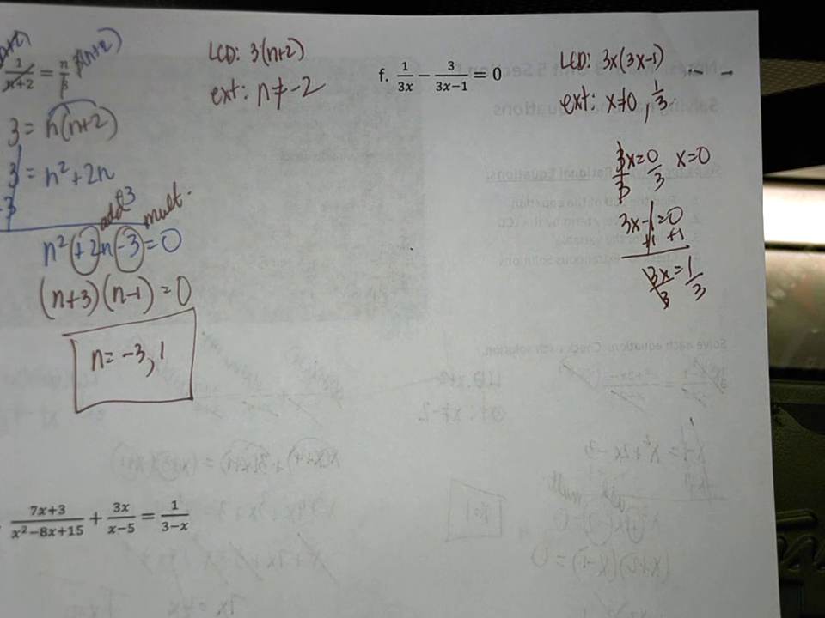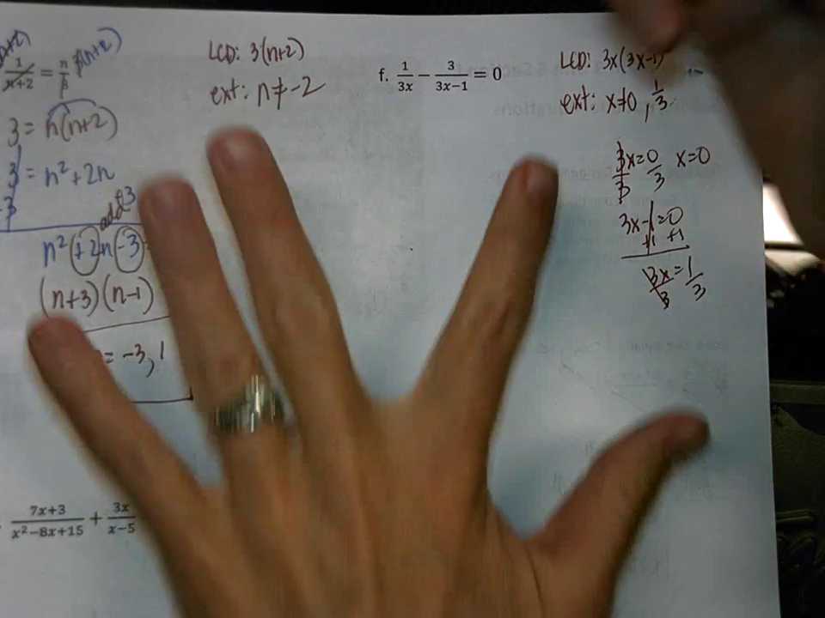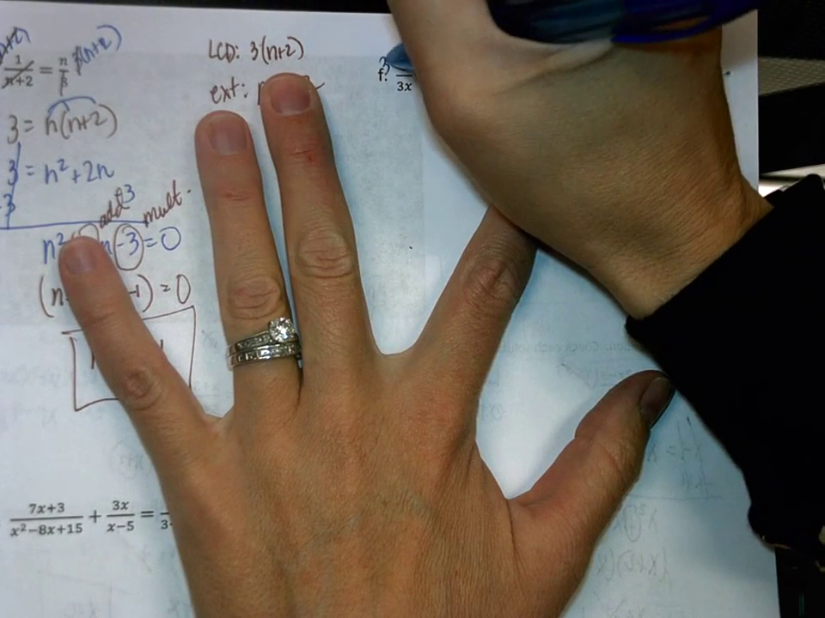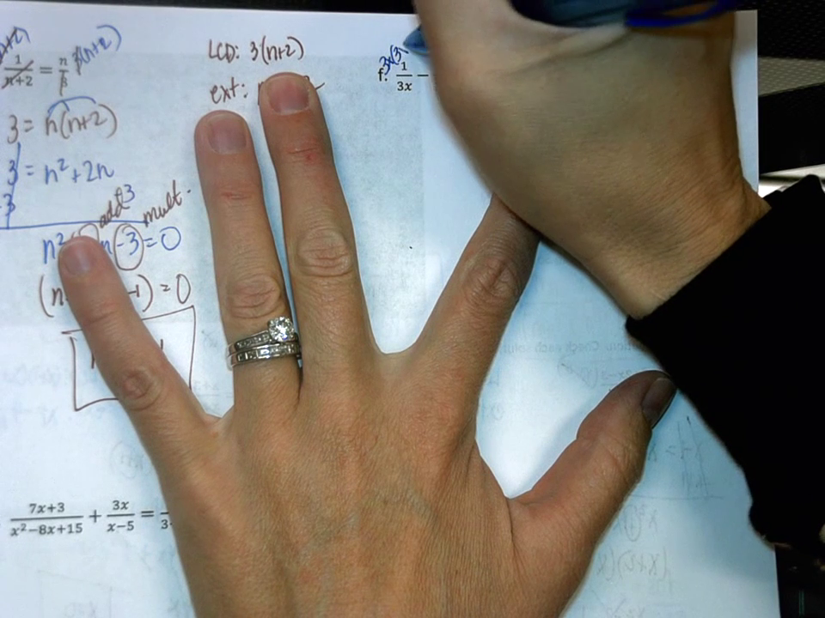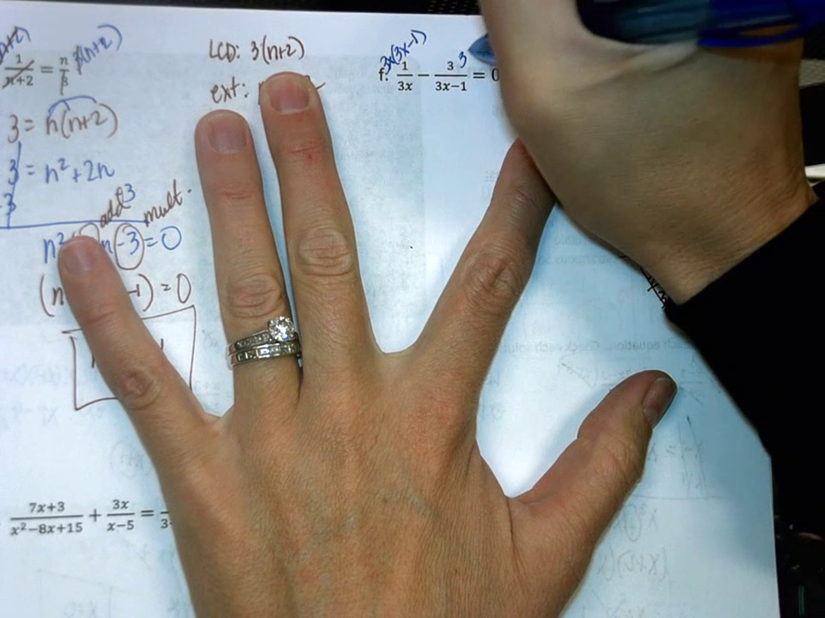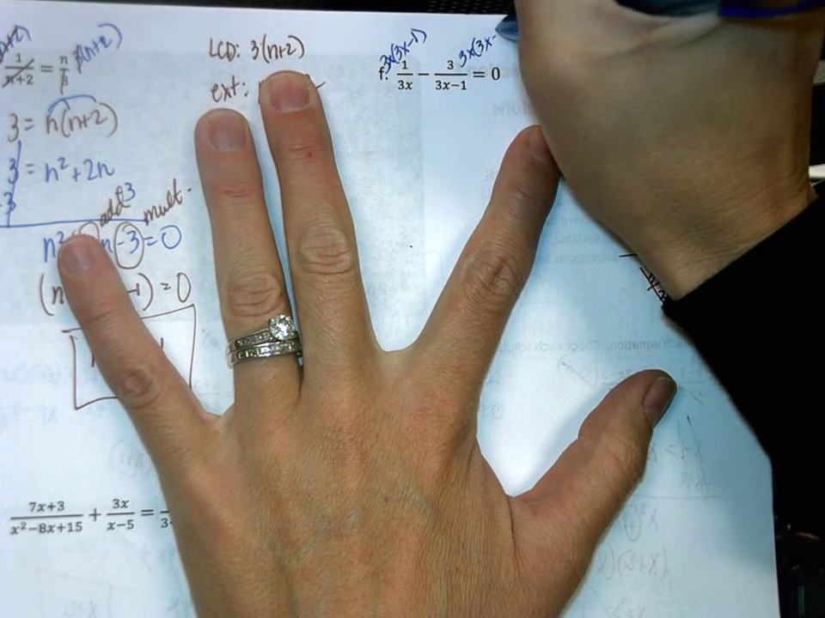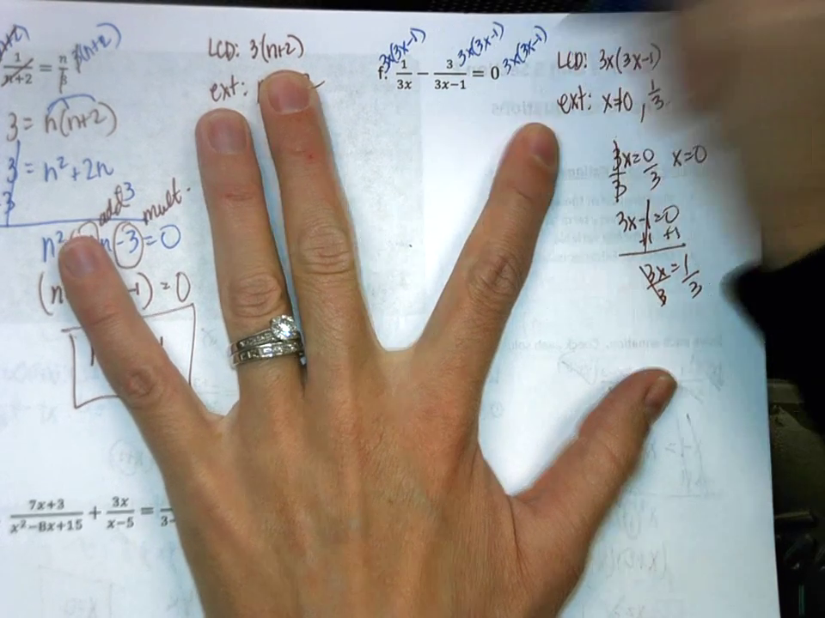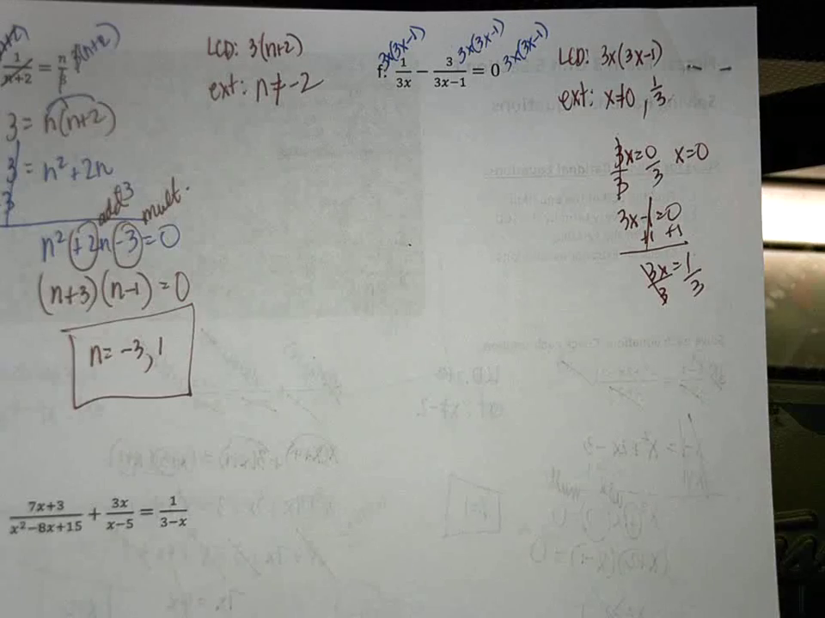All right, so what's our next step now? Multiply everything by 3x times 3x minus 1. Perfect. So every term, I'm writing 3x and 3x minus 1. So even if you don't have a fraction, you have to multiply every single term by that.